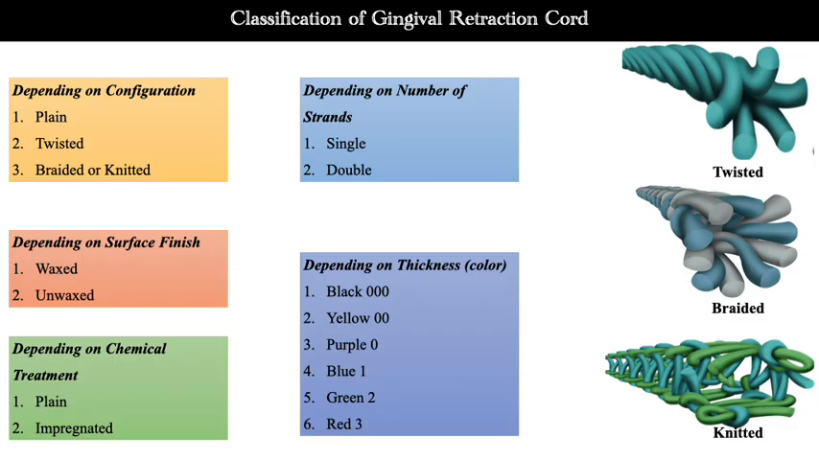There are about 5 classifications for the gingival retraction cord. Depending upon the configuration, it could be plain twisted, braided or knitted. Depending upon the surface finish, it could be waxed or unwaxed. Depending upon the chemical treatment, it could be plain or impregnated. Depending upon the number of strands, it could be single or double. Depending upon the thickness or color, the most commonly used classification for gingival retraction cord is black 000, yellow 00, purple 0, blue 1, green 2, and red 3.